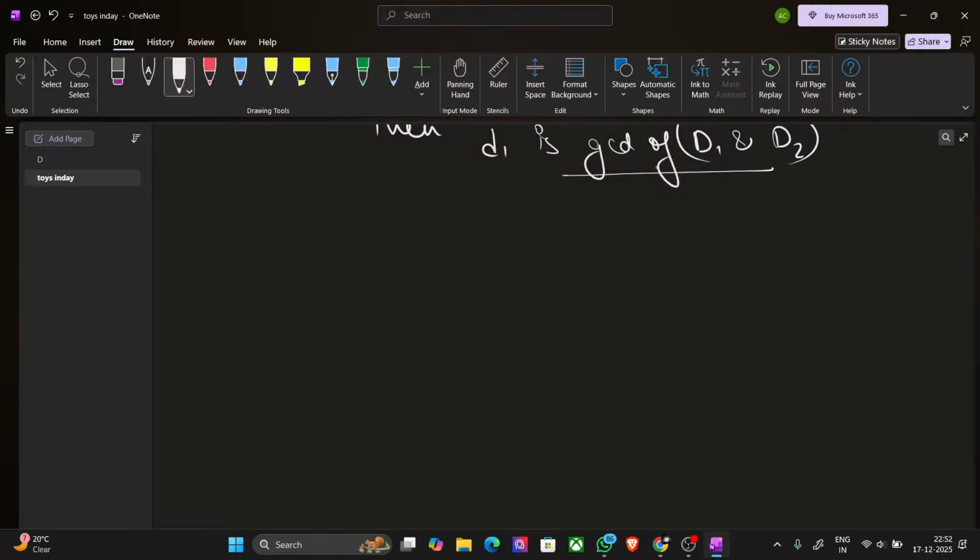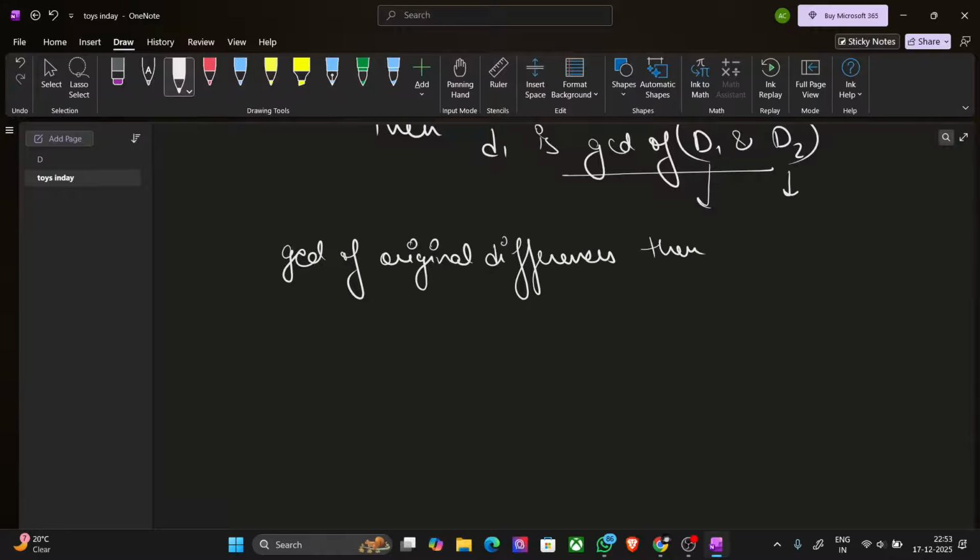Right? So let's continue. As I proved, d1 is the GCD of capital D1 and capital D2, which means these capital D's are the differences of the original elements. So I can state that if I take the GCD of the original differences, then the answer will be the difference of my AP.